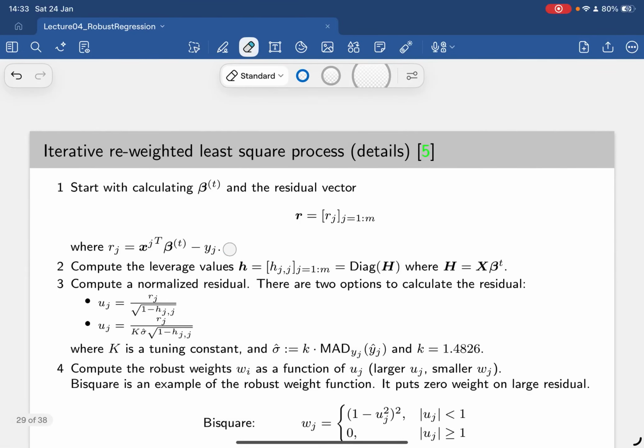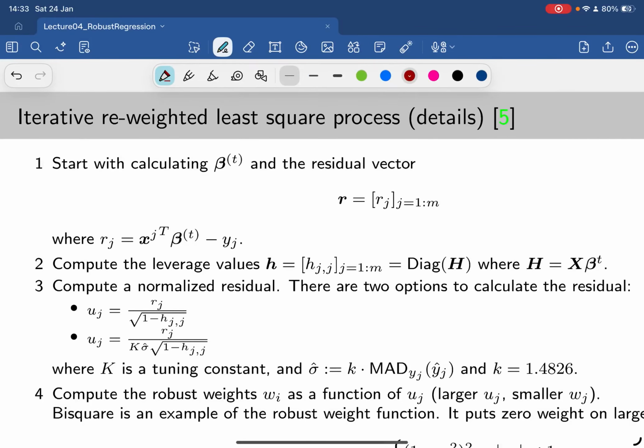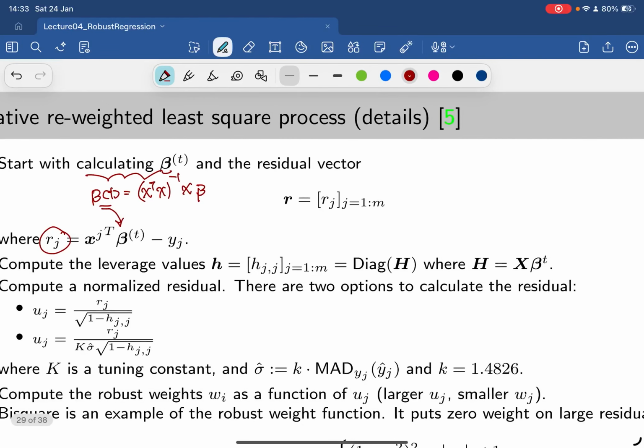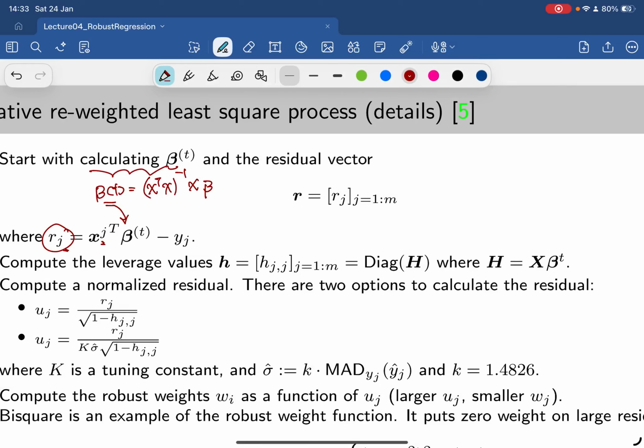Okay, so here's the procedure. First, you calculate beta. Don't forget that you calculate beta simply by doing the pseudo inverse of X. If I remember correctly, the formula is something like this. After that, you have beta, then you use that beta to find your residual for each term. And please don't worry, even though it's per term like this, you can vectorize it and do it all at once for all J in the training samples.